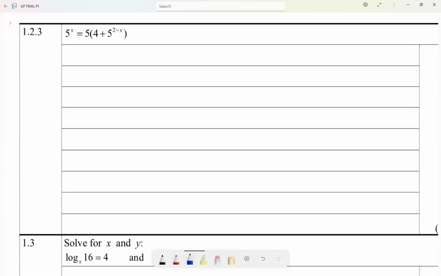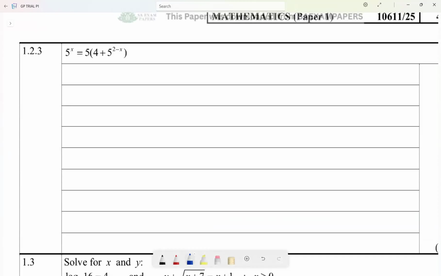Then let's move to this one. I see the use of exponents here. I have 5 to the power of x. Let me try to simplify. This is 20, 5 times 4 is 20, plus 5 multiplied by 5 to the power of 2 minus x. Without simplifying it, let me just put it as 5 multiplied by 5 to the power of 2 minus x.